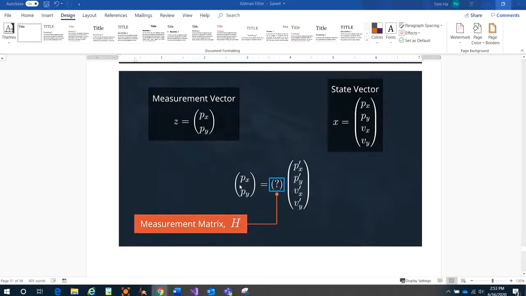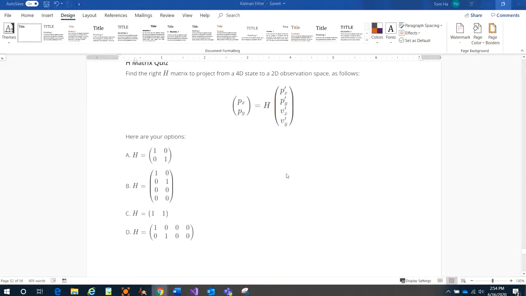Okay, the measurement matrix, I want to ask you: if we have a state variable of PX, PY, VX, VY, 4 times 1, 4 rows and 1 column, and the measurement vector is 2 times 1, 2 rows and 1 column, what is the measurement matrix, the mapping from 4D to 2D? It's easy, you know, in linear algebra: 4 times 1 means this has to be 2 times 4. You multiply together and you get 2 times 1. So look at this one, which one is correct? What do you think the H is? Use your linear algebra skill. D is the answer, right?